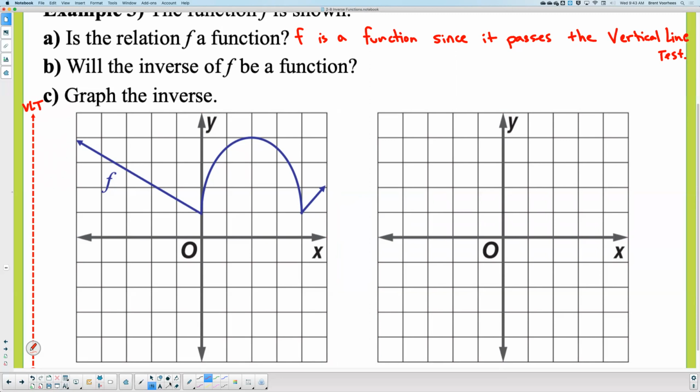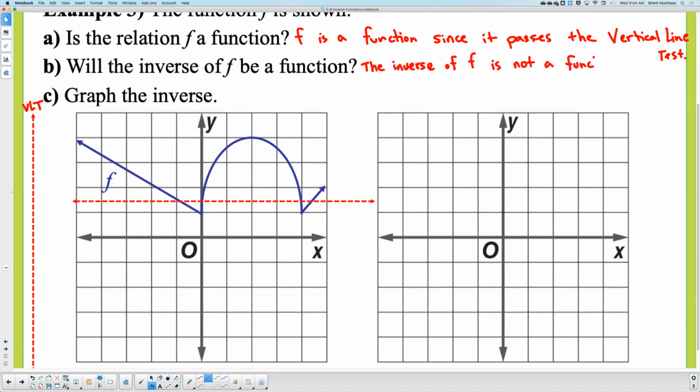Okay, what about the horizontal line test for the inverse? It will not pass, it'll fail, and you can choose anyone's spot. I'm just going to choose right there, about 1.5 or so, the y value 1.5. This tells us that the inverse of f is not a function.